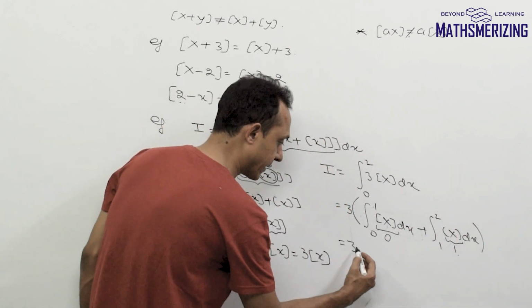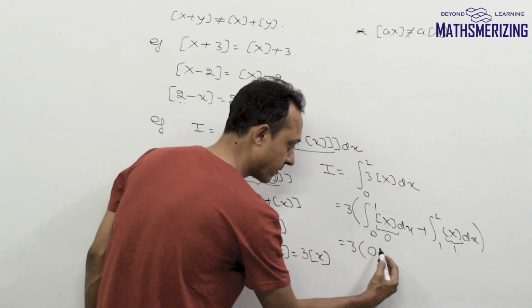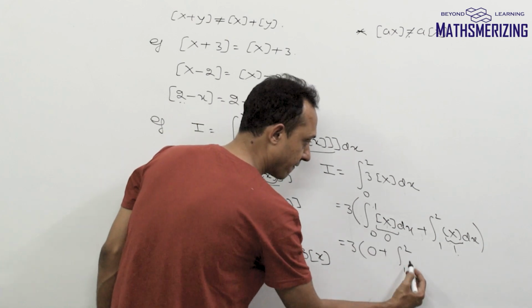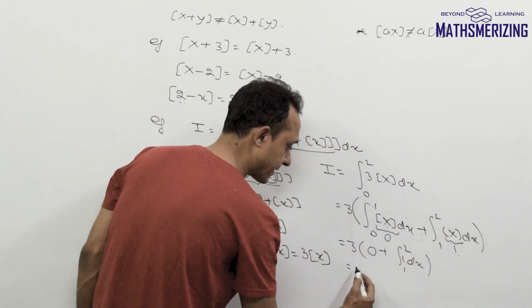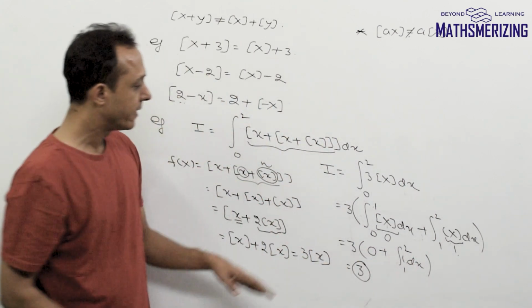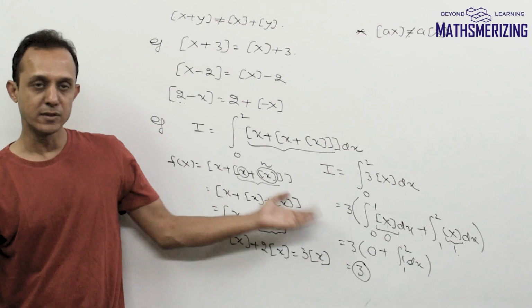So I can simply write it as 3, and this integral is 0, and this is the integral from 1 to 2 of 1 into dx, which is x. So the answer to this question is simply 3. So that is the answer to this question.